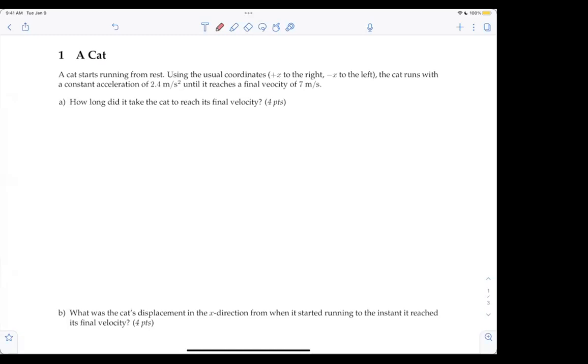So we start off with problem 1. A cat starts running from rest using the usual coordinates, plus x to the right, so positive x direction is to the right, negative x direction is to the left. The cat runs with a constant acceleration of 2.4 meters per second squared, and it reaches a final velocity of 7 meters per second, right?